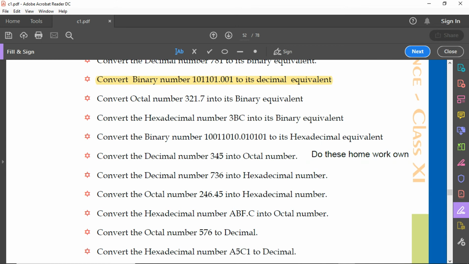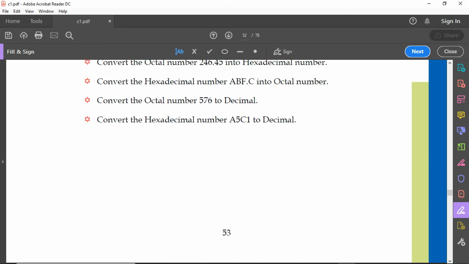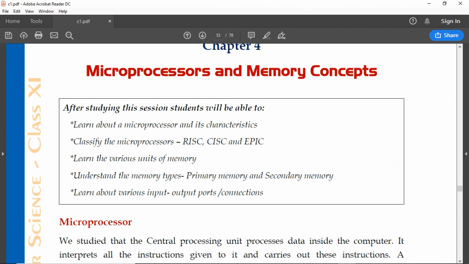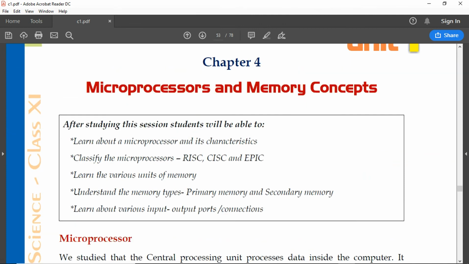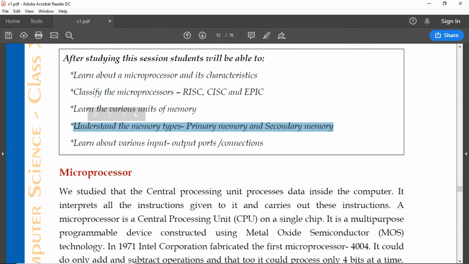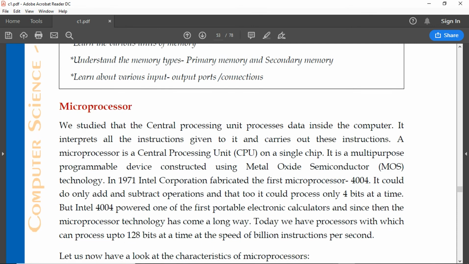Chapter 4. Microprocessors and Memory Concepts. After studying this session, students will be able to learn about a microprocessor and its characteristics, classify the microprocessors RISC, CISC, and EPIC, learn the various units of memory, understand the memory types: primary memory and secondary memory, and learn about various input-output ports and connections.